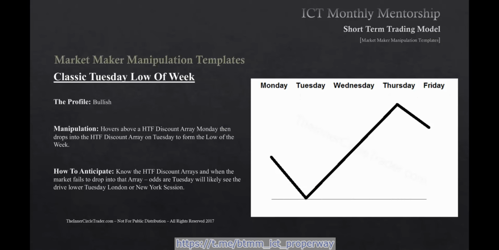Another scenario for the classic Tuesday low of the week, we'd be looking for the market to trade down into a discount market and trading into a bullish order block. This could be either a monthly, a weekly, and or daily, or any combination of an overlap of those three time frames.